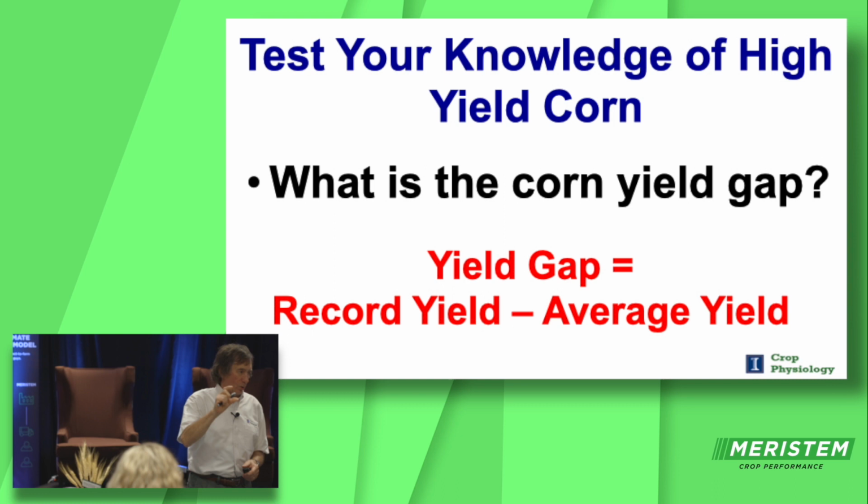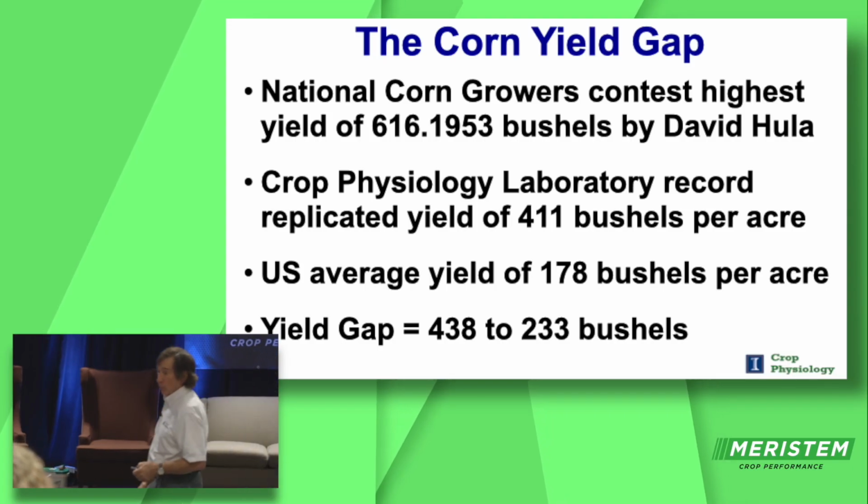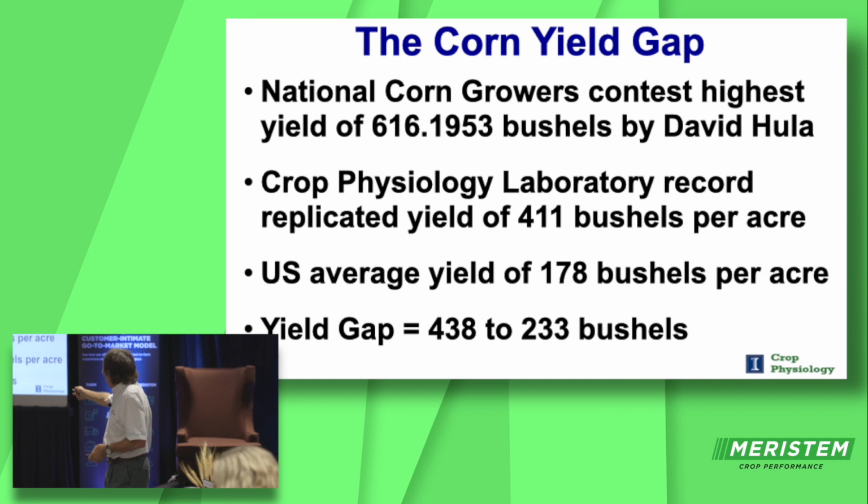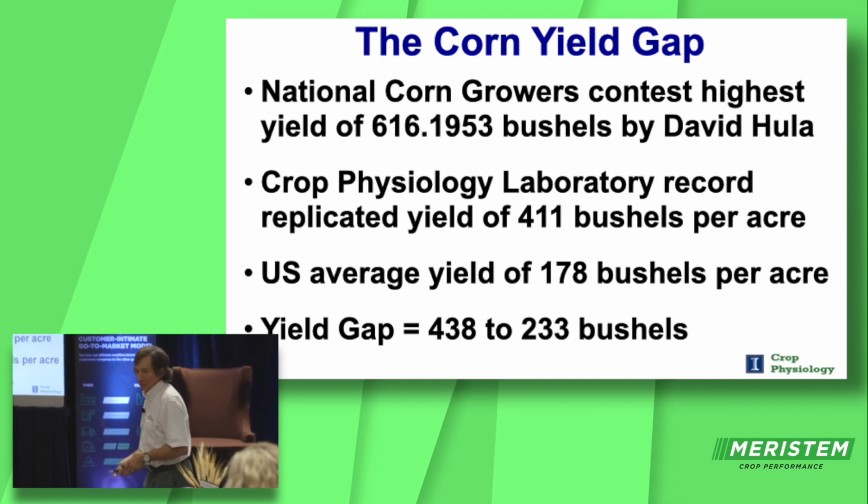And there's a huge corn yield gap. Every one of you has a record yield. I don't know what it is, but it's whatever record you produce. There's the average yield. And then that gap is the opportunity to increase yield with better crop management. So you know the National Corn Growers have a contest every year. And the highest yield ever produced in the U.S. National Corn Growers Contest, 2019, 616.1953 bushels. Mr. Hula. That contest is so important, it carried out to 10,000 of a bushel. Dave, I'm going to say that's damn close to 616, okay? And we'll go with that.